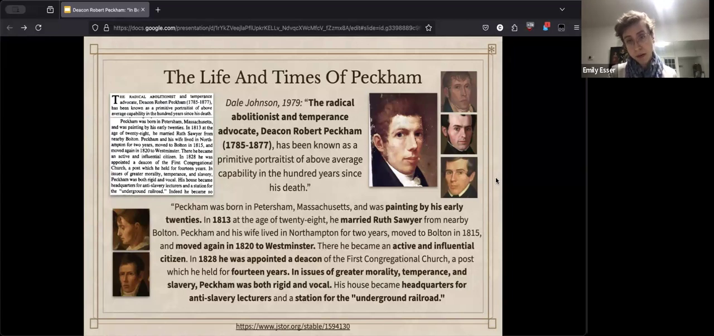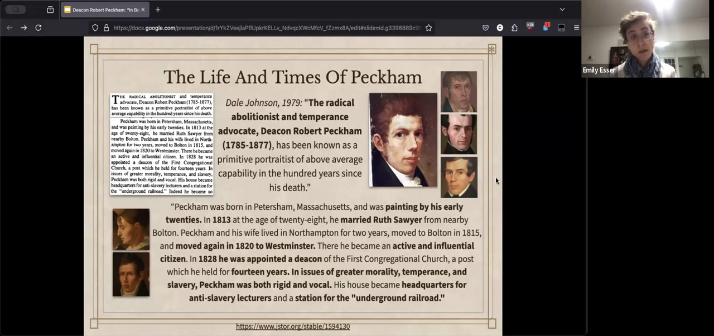In the upper right-hand corner, far up there, it's his very first portrait. Then there's Whittier. Then there's his son, Samuel Henry, at the bottom, chronologically his last known portrait that I'm aware of. So moving back to the info here, notably, he was a deacon of the First Congregational Church. In issues of greater morality, temperance, and slavery, Peckham was both rigid and vocal. His house became headquarters for anti-slavery lecturers and a station for the Underground Railroad.